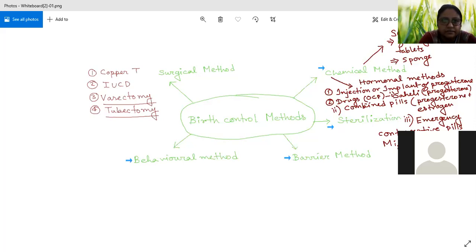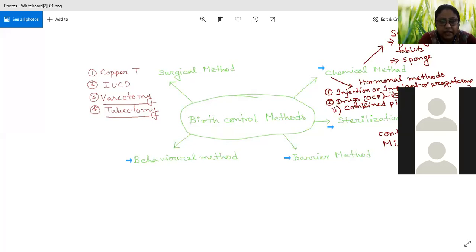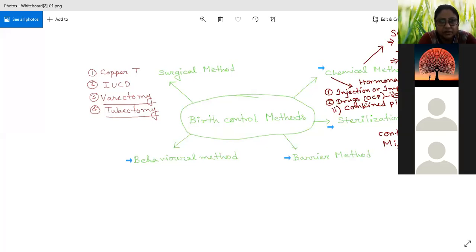Anyone any doubt regarding hormonal methods? Siddhant, do you have any doubt, beta? Prachi? No, ma'am. Okay. So, anyone else? Any doubt? Yesha, Priyanshi, Mahi, Krishang, Kosha, Kashish? No, ma'am. Okay. So, we will move ahead.